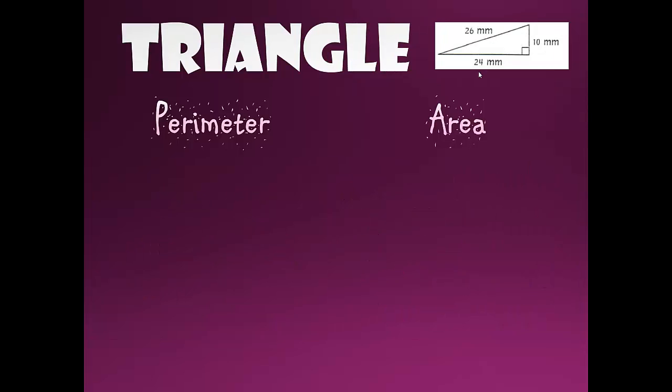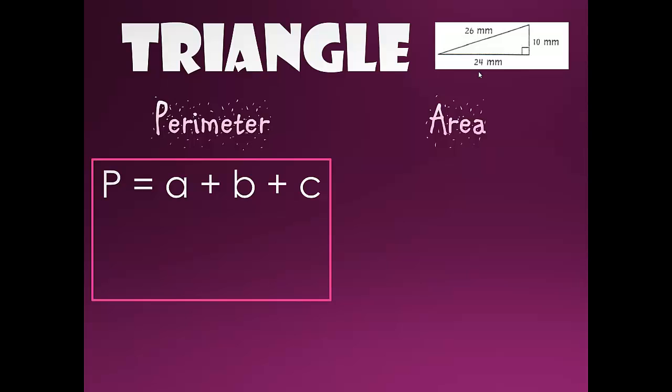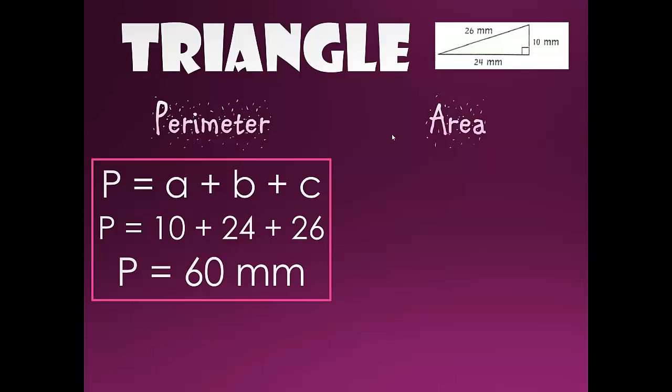Next, we will find the perimeter and area of a triangle. For the perimeter of a triangle, our formula is perimeter equals A plus B plus C, where A, B, and C are the side lengths. For our triangle, one side is 10 millimeters, another side is 24 millimeters, and the third side is 26 millimeters. So our perimeter would be equal to 10 plus 24 plus 26. So our perimeter is equal to 60 millimeters.